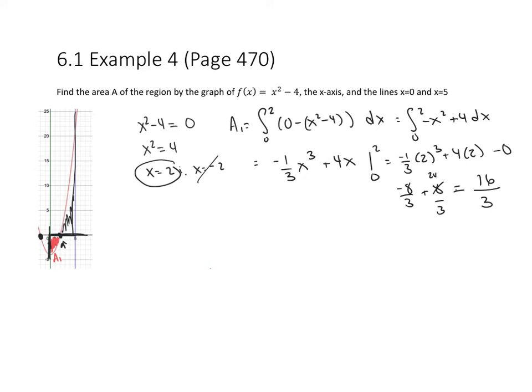Now we'll find the other area over here. Let's see, we'll color that one in blue. And when we find that, then we'll add it to area 1. So let's call this one area 2.